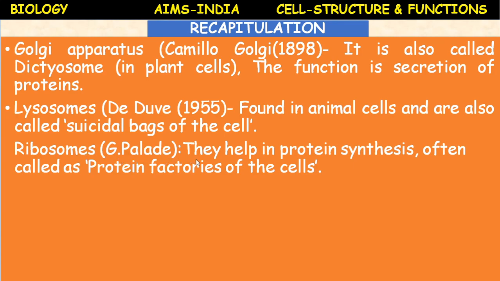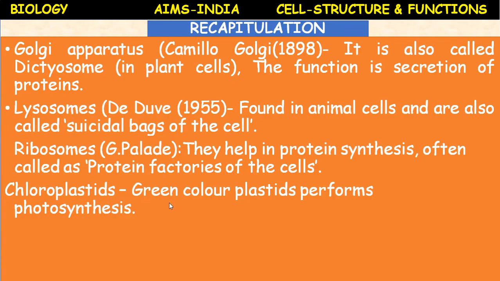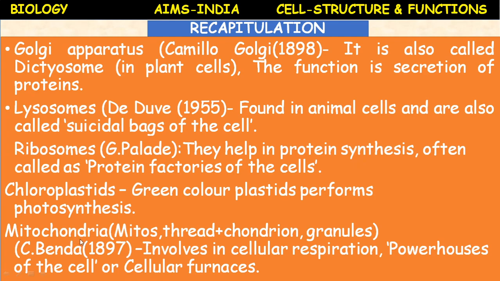Ribosomes: Palade discovered the ribosomes. Ribosomes help in protein synthesis. They are often called the protein factories of the cells. Chloroplasts: plastids are unique structures present only in plant cells. Chloroplasts are the green-colored plastids. They perform photosynthesis. They contain the green pigment called chlorophyll. Mitochondria: mitos means thread, chondrion means granules. It was named by Benda in 1897. It is involved in cellular respiration, hence called the powerhouse of the cell or cellular furnace.